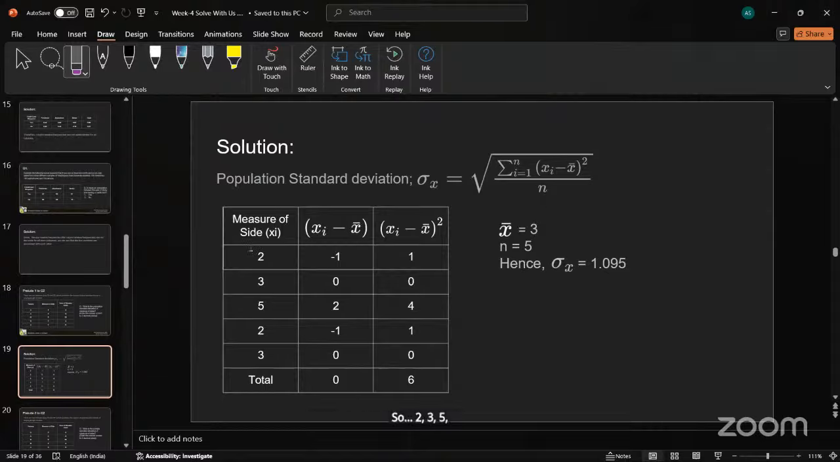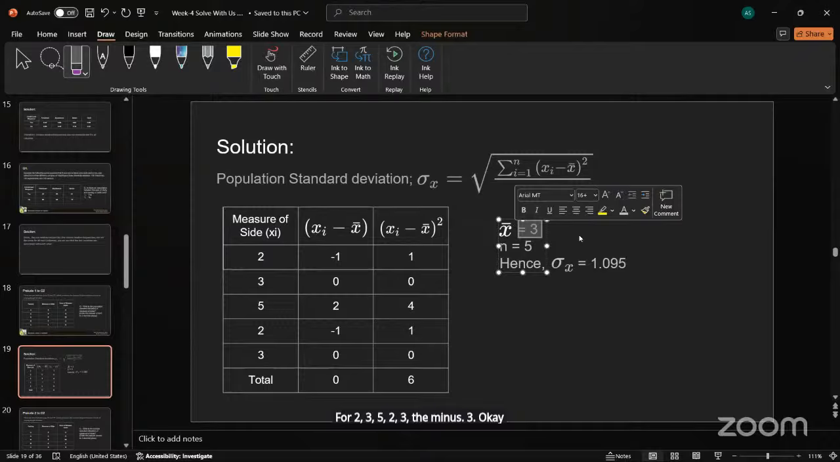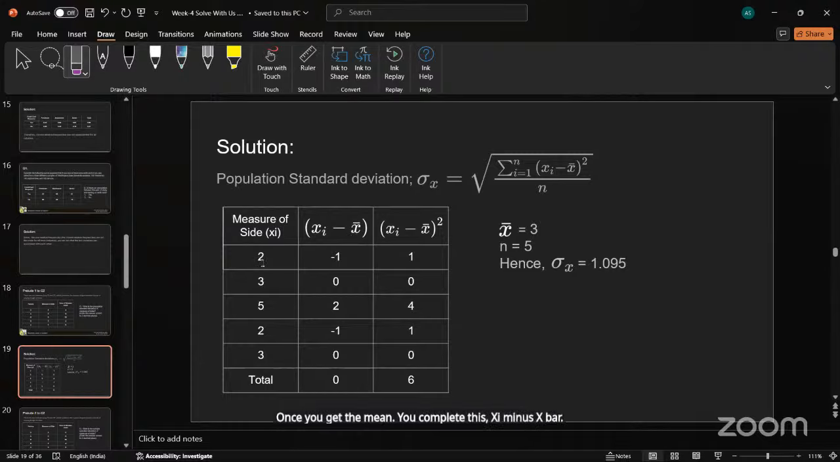2, 3, 5, 2, 3. These are the measures of side, right? What you do is you calculate the mean first. What is the mean for 2, 3, 5, 2, 3? The mean is 3. Once you get the mean, you calculate xi minus x bar, that is 2 minus 3, 3 minus 3, 5 minus 3, 2 minus 3, and 3 minus 3. Then you square this and you get 1, 0, 4, 1, 0, and that's it, right?